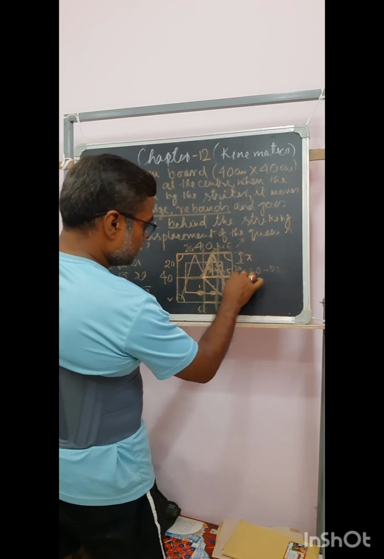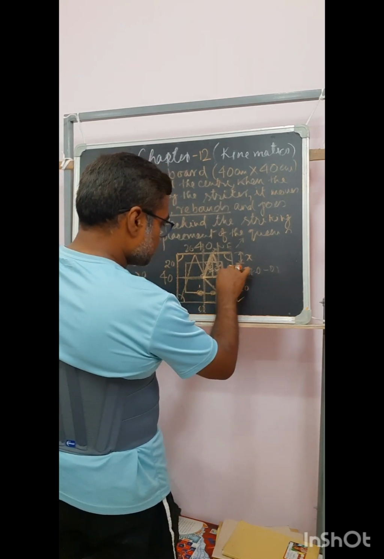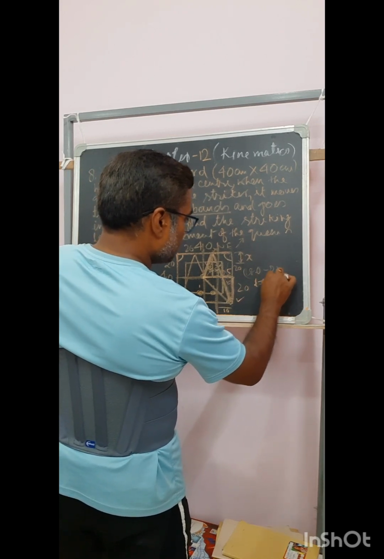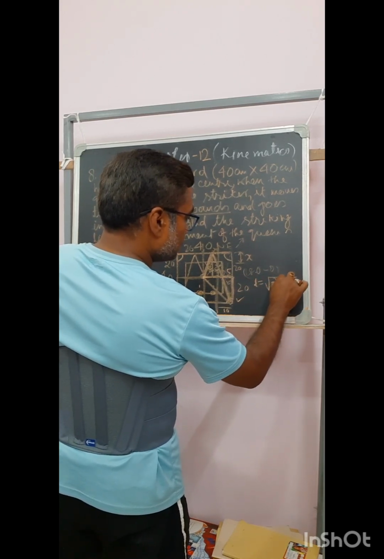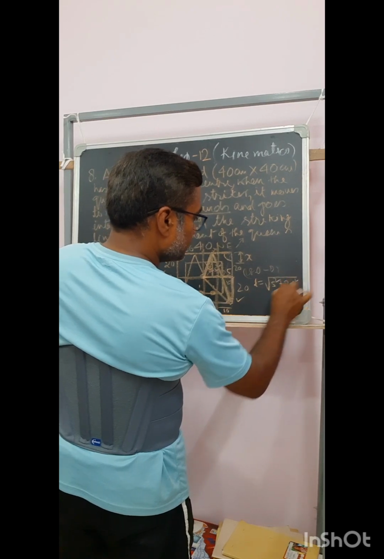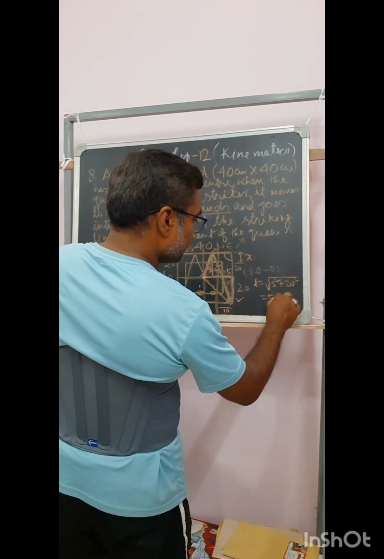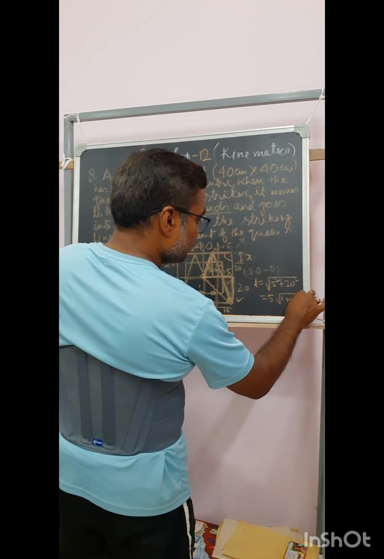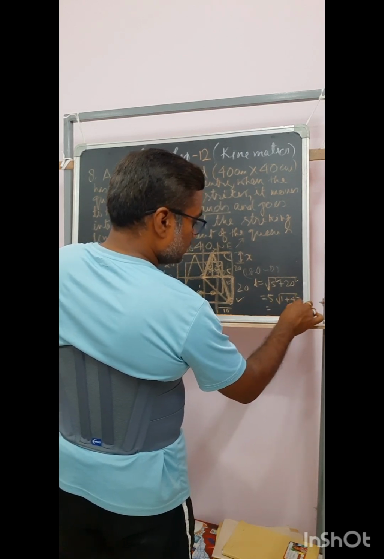So if this is 5, this is 20. So this single length will be equal to the square root of 5 squared plus 20 squared. If I take 5 squared common, this 5 comes out, 1 plus 4 squared, that means 16, 17.